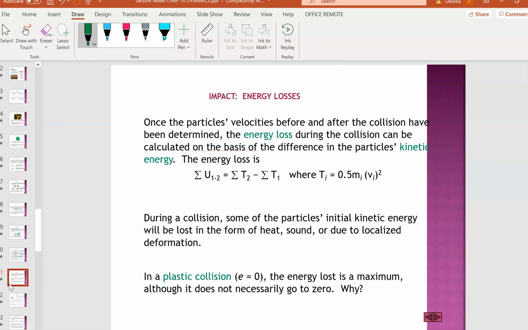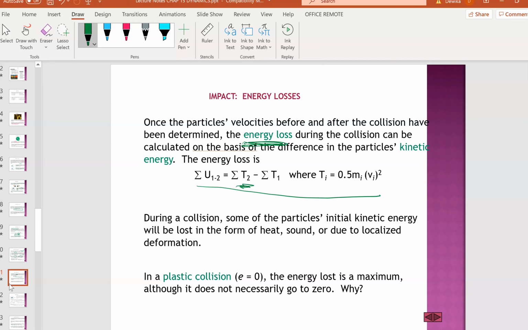Now, the next subtopic would be the energy losses. To find the energy losses, you see, the momentum is conserved, and of course the energy is conserved, but not the kinetic energy. Kinetic energy will be lost. It will change into other forms like noise, heat, or anything else. So that's the reason why you have energy loss. Energy loss here is actually referring to the kinetic energy.